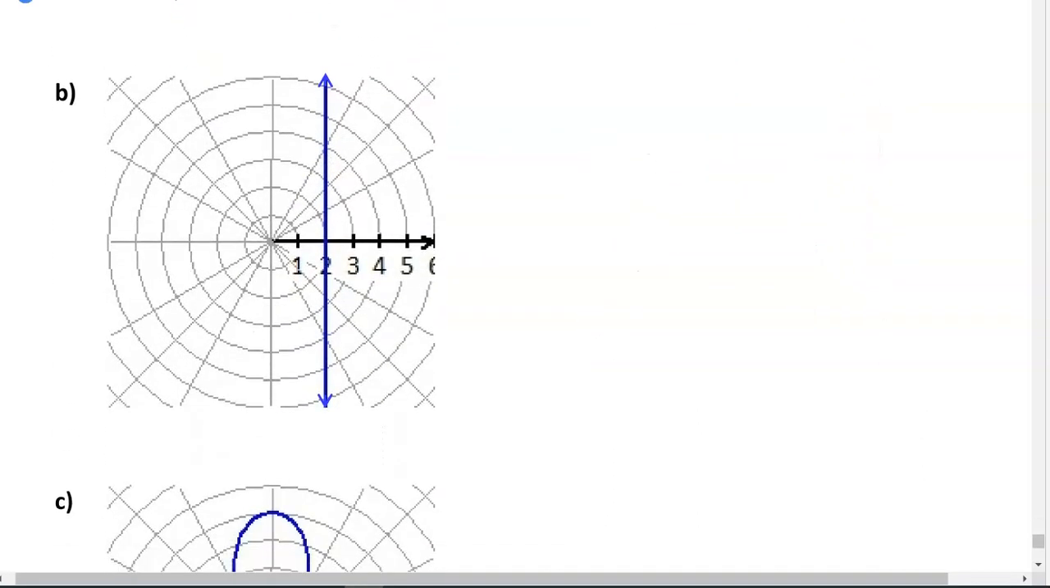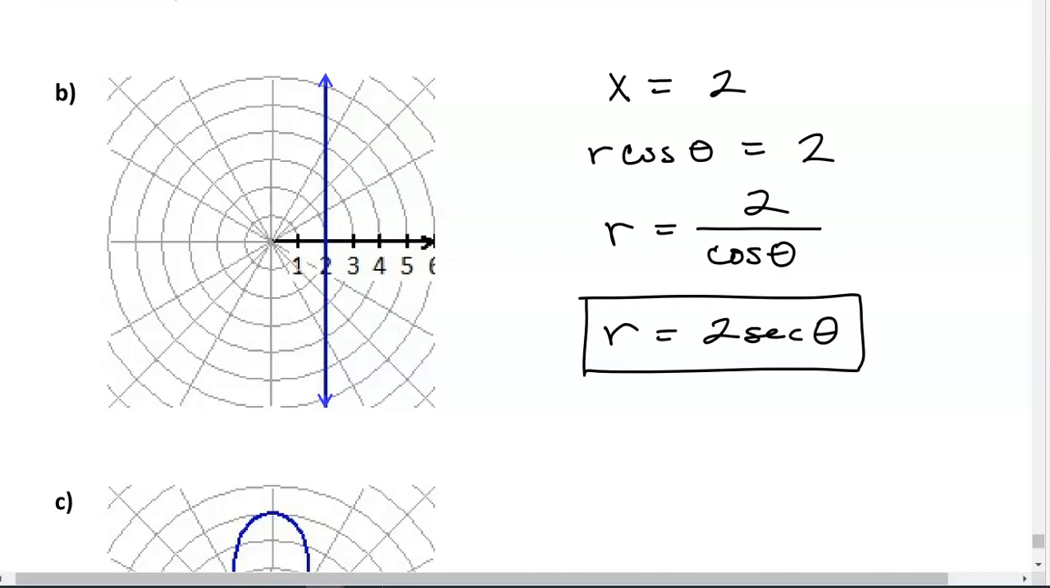All right, let's try B. Try this one on your own and pause the video. Okay, you should have gotten r equals 2 times the secant of theta for this one.